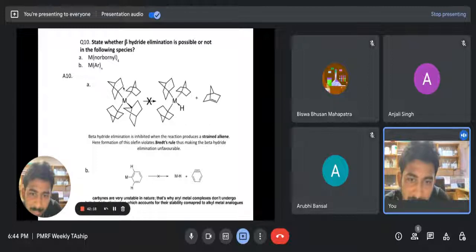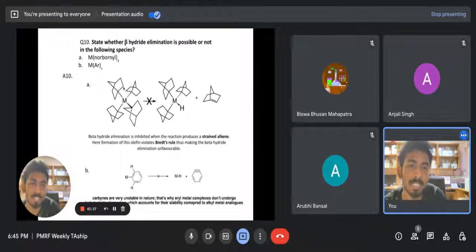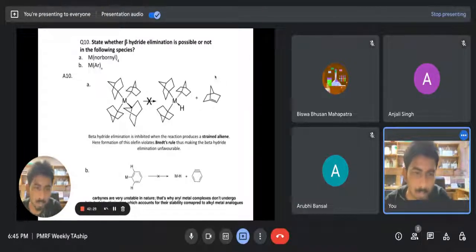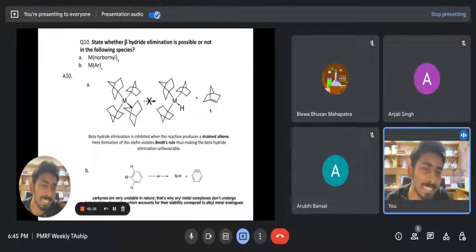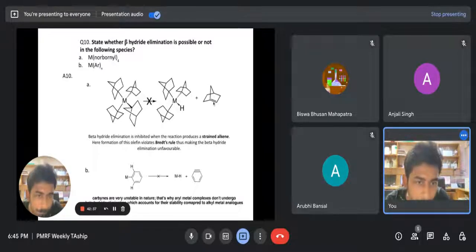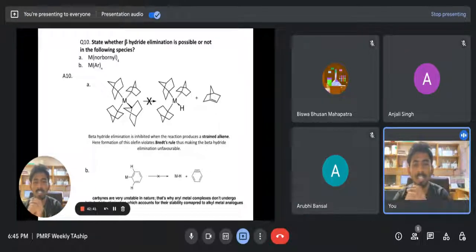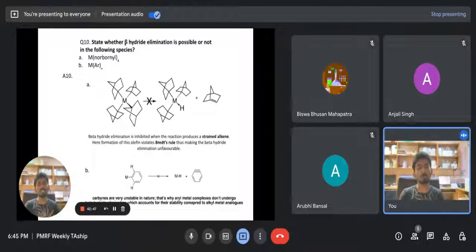Because if beta hydride elimination takes place with any of the hydrogen atoms, a double bond will occur between this alpha carbon and this beta carbon. So the product will be a metal hydride containing 3 norbornyl groups, and we have this alkene molecule which has a double bond at the bridgehead position. Now here comes Bredt's rule. I have depicted here what Bredt's rule is. You can Google about it. What is Bredt's rule?